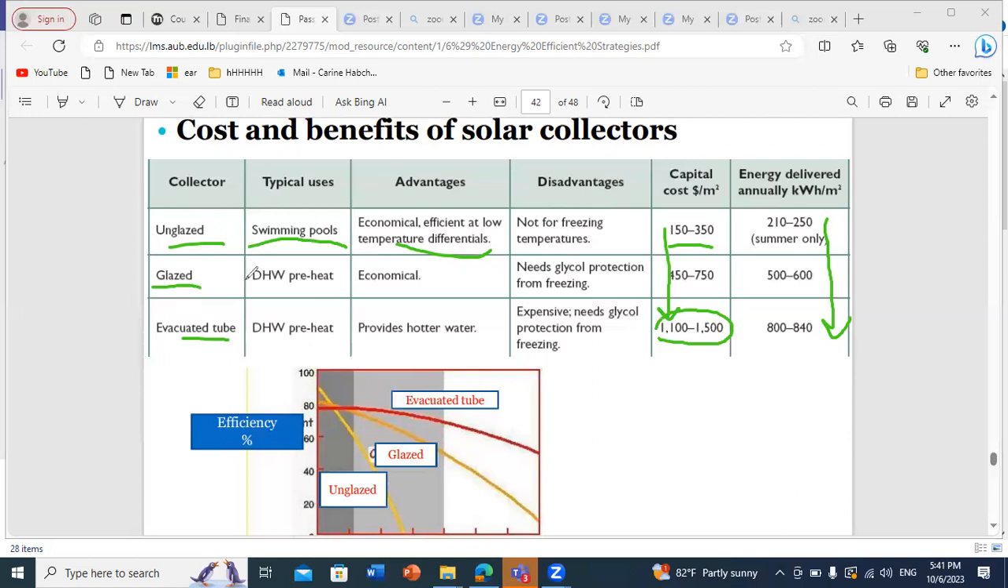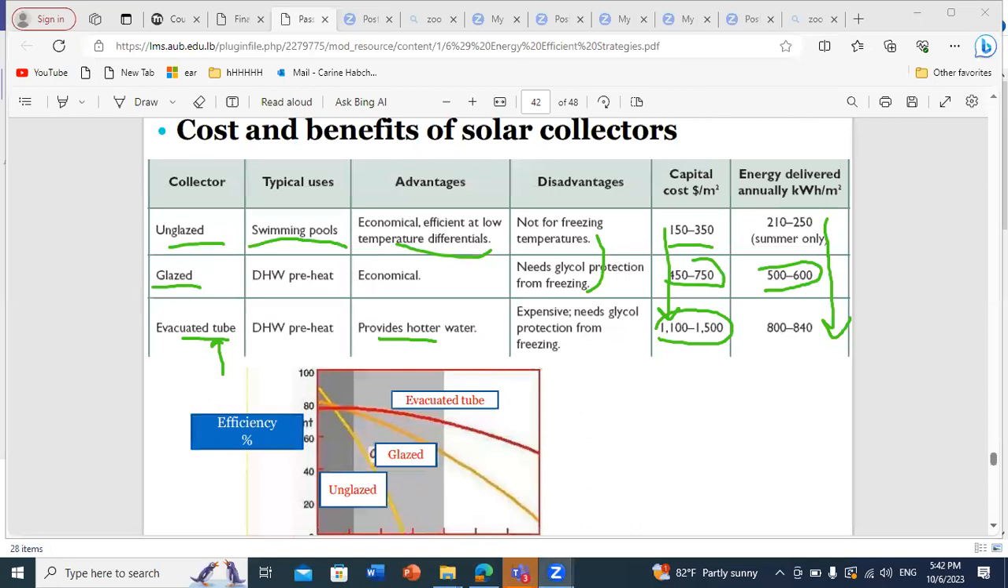Concerning the glazed system, it's used in general for domestic hot water. It has the advantage of being economical compared to the evacuated tube, and also you need to provide protection from freezing. So this is a common disadvantage with the unglazed type. The capital cost is intermediate, and also the energy delivered is intermediate. Now, in case you need to reach higher heating loads, so let's say you want to use underfloor heating, you can go to the evacuated tube option because it can provide hotter water, but on the other hand, it's expensive and also it needs protection from freezing. So depending on the application you have, you select the appropriate system.